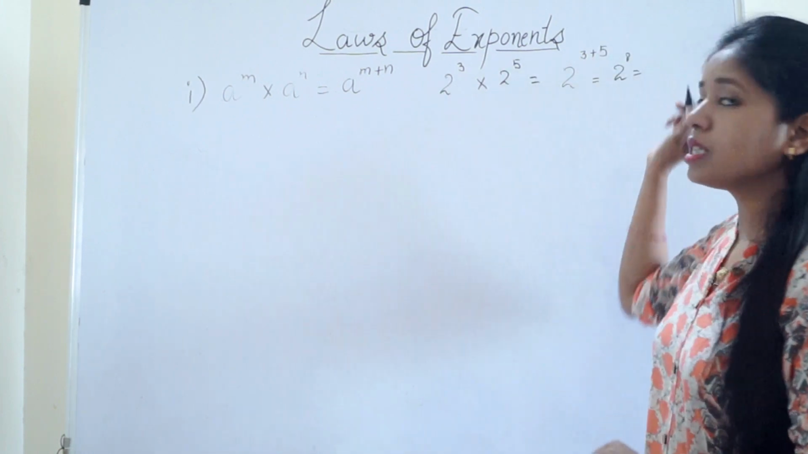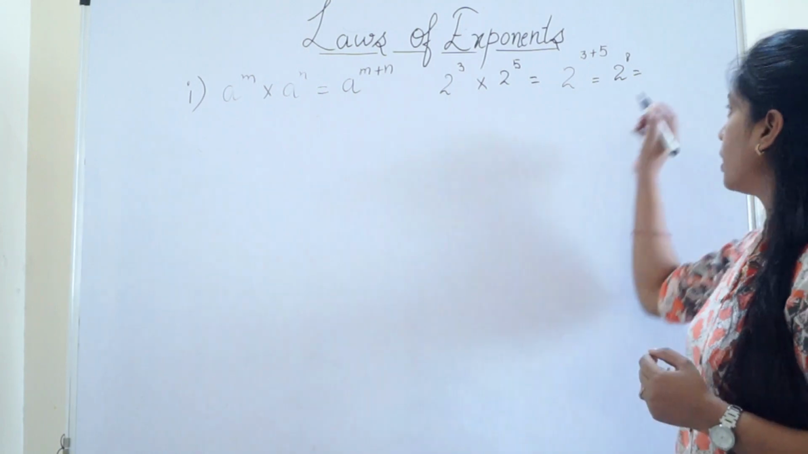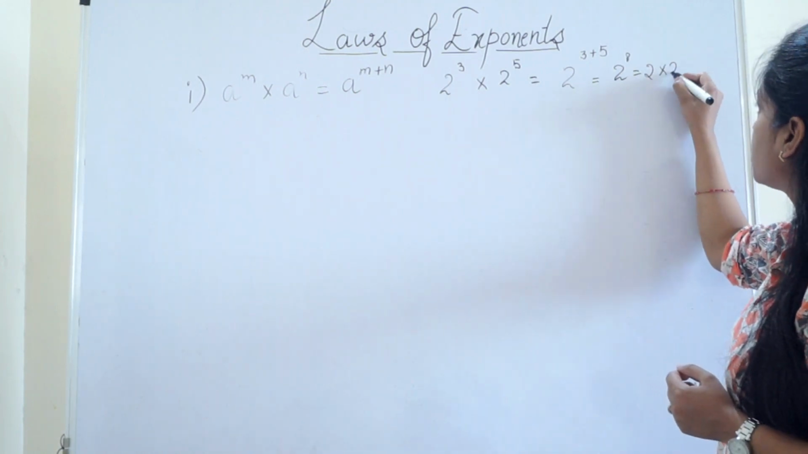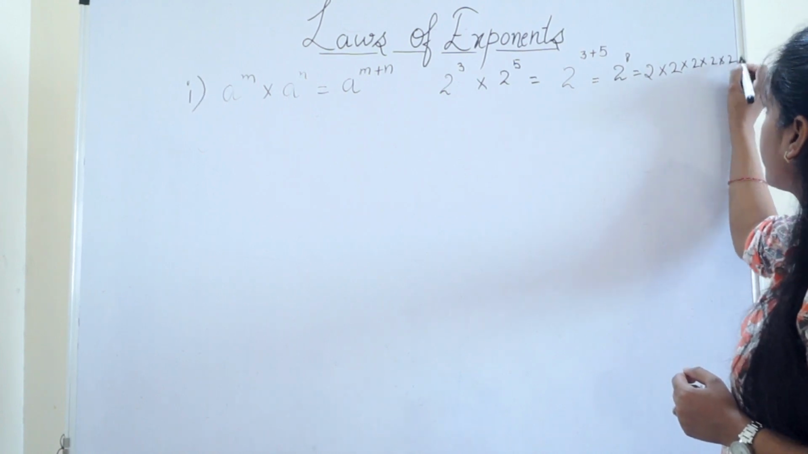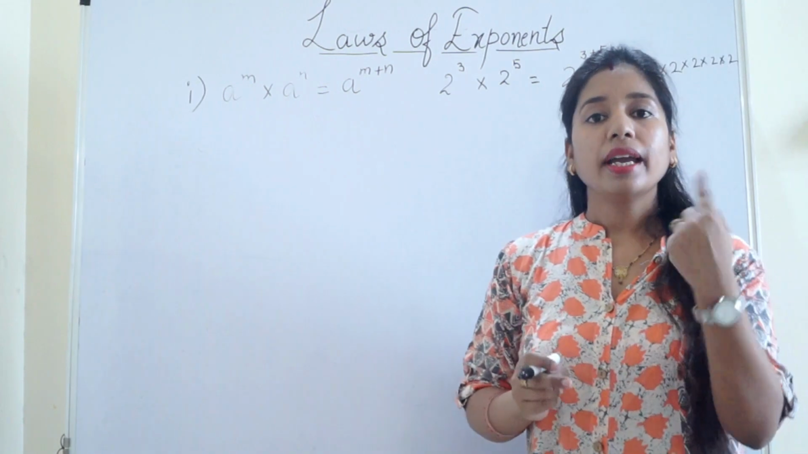Which also means we can write 2 eight times like this: 2 multiplied by 2 multiplied by 2, and we will continue this 8 times. This means we are multiplying the 2 eight times.